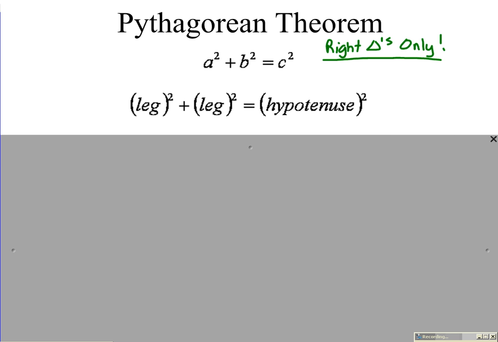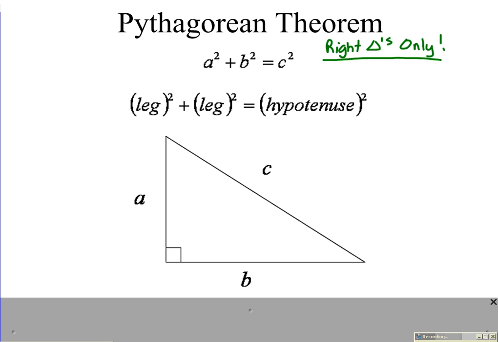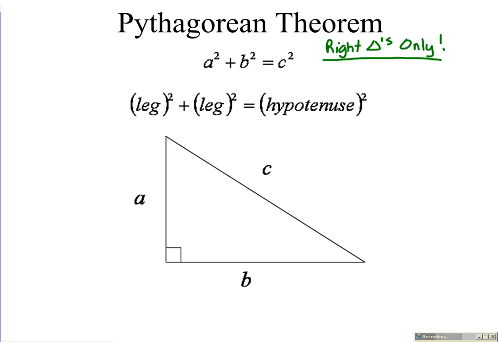A and b are the two legs of the right triangle, or the two sides that make up the right angle. c is the hypotenuse, so leg squared plus leg squared equals hypotenuse squared. This is a leg, this is a leg, and this is the hypotenuse. So leg squared plus leg squared equals hypotenuse squared. For right triangles only is the Pythagorean theorem.